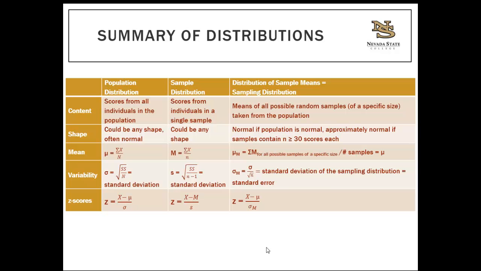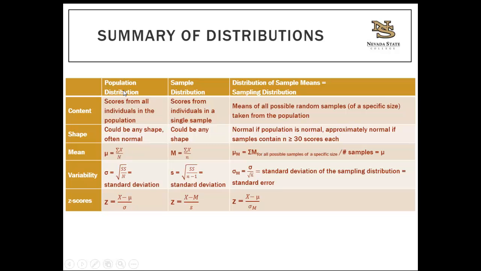And here's a summary of the distributions that we've covered so far. So we had the population and the sample distribution. The population distribution includes every score from the population, whereas the sample distribution included every score from the sample. And remember, Dr. Marshall talked about how the population distribution is typically normal. Most things in nature are normally distributed, where most people fall in the middle, and then you've got some extremes on the high and low end.